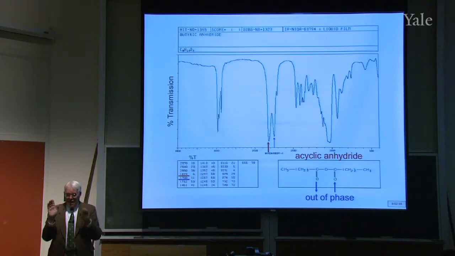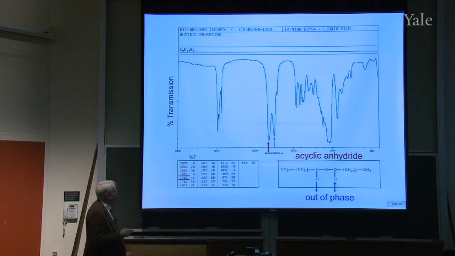They won't exactly cancel one another. And that's what happens here. So you have a strong peak where they're both stretching at the same time, and a weaker peak where one is stretching and the other is shrinking.